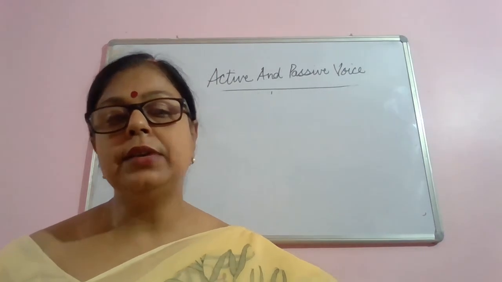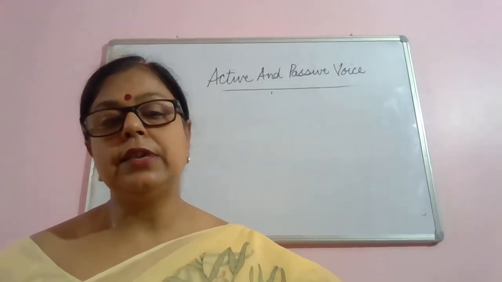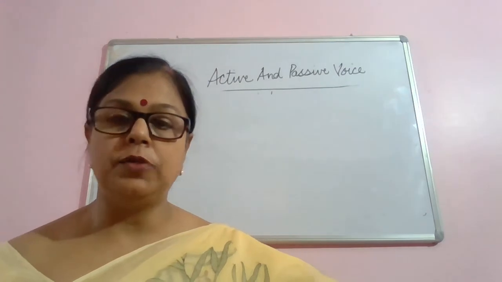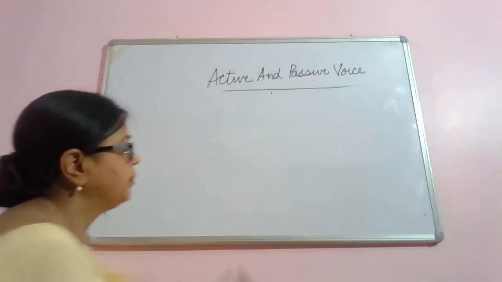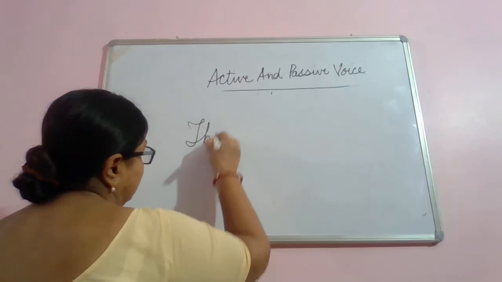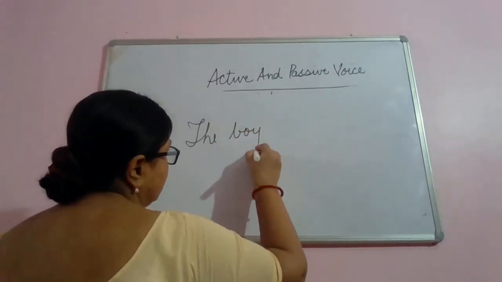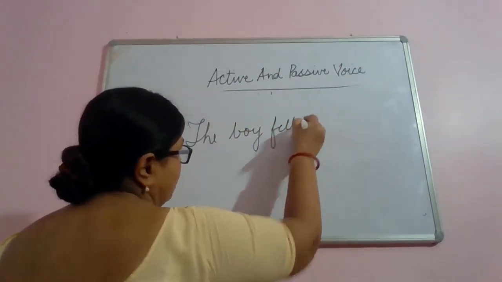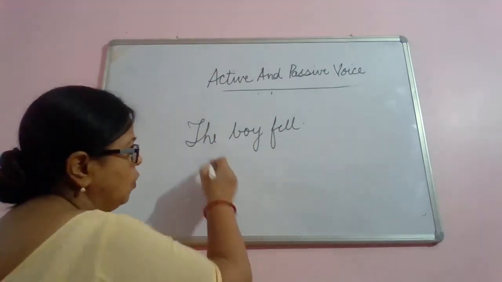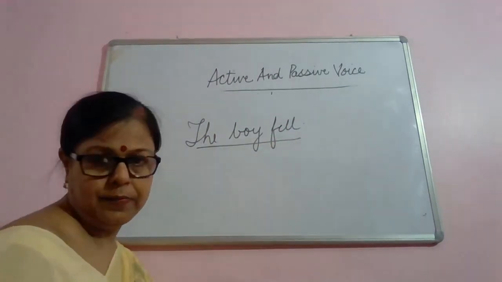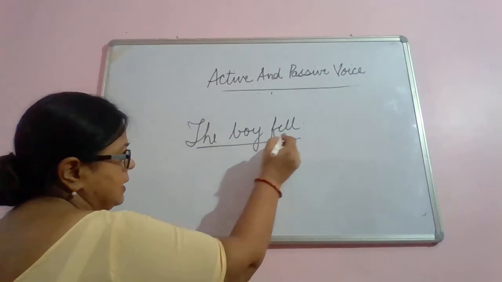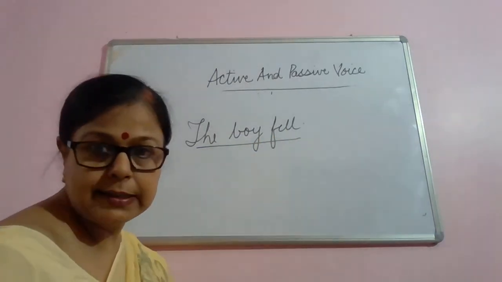Now, what is an intransitive verb? An intransitive verb does not have an object. That is, the boy fell. We know that the boy fell. This is the subject and this is the verb. There is no object in the sentence.